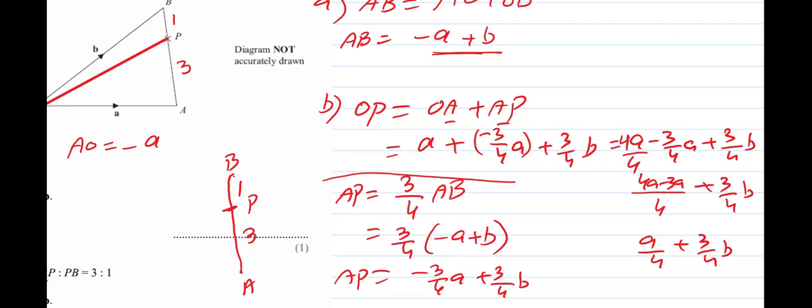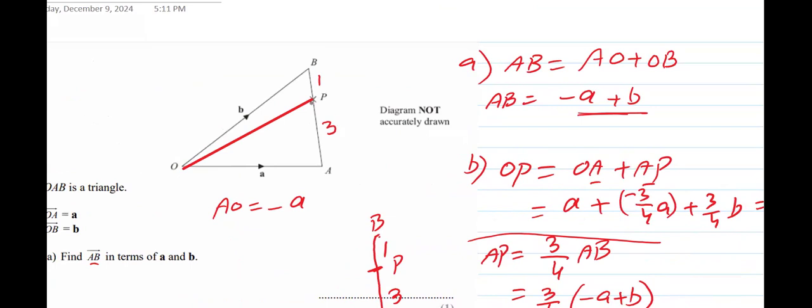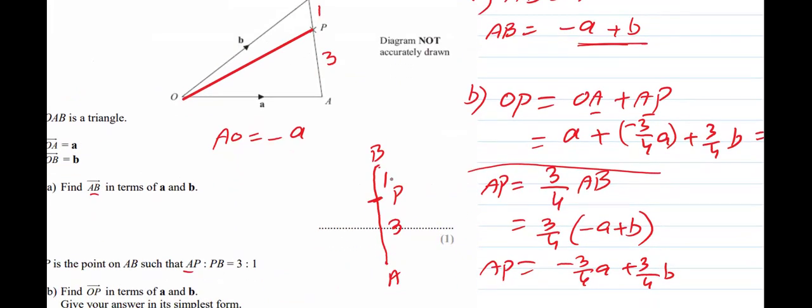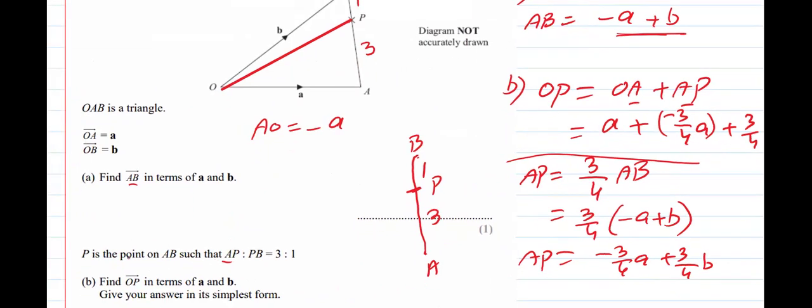So I hope now you understood the use of the ratio formula. Always, if you have a full vector and you want a part of that one, or even if you have a part and you want a full vector, we will always use the ratio formula. You need these ratios always for this. So in this question, we needed to find OP.